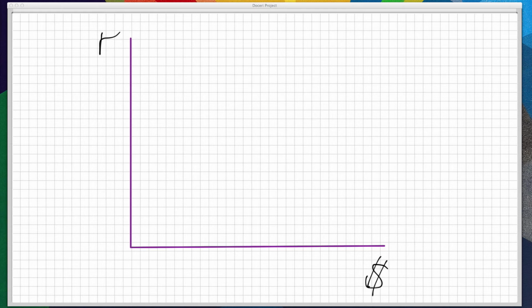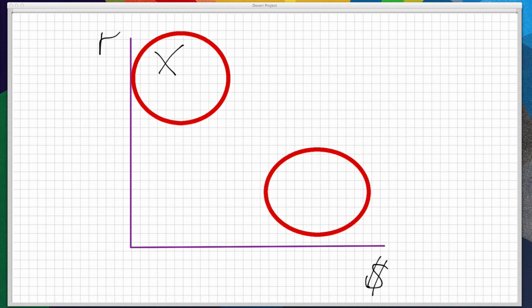So when interest rates are high, how much investment should we expect there to be? Very little, right? If interest rates are high, then it's expensive to borrow, so investment should be low. That's this area of the graph. What about when interest rates are low? When interest rates are low, investment is going to be very high because it's cheap to borrow. So we're going to be in this area of the graph. So let's draw another X. Together what we end up with is an investment curve that's downward sloping.